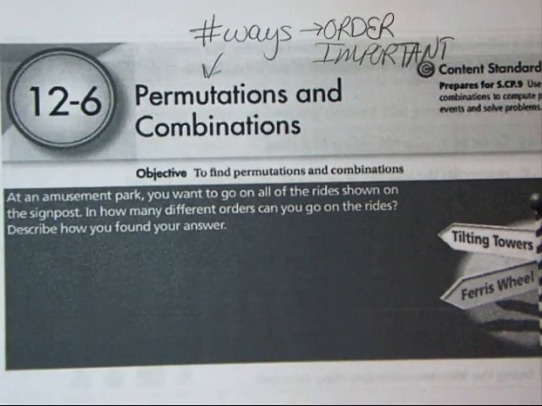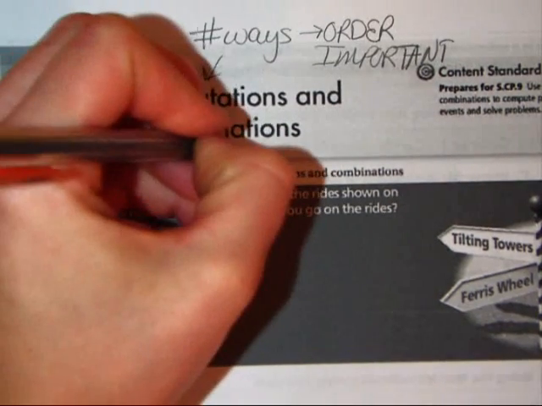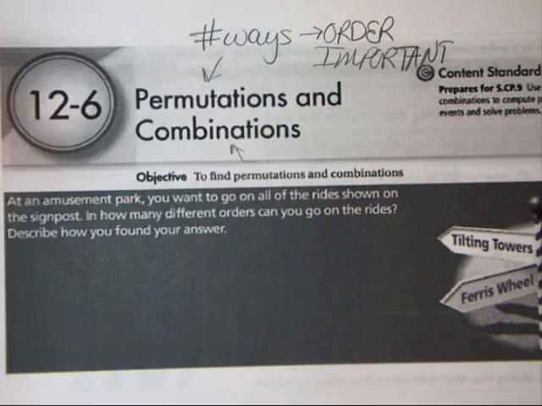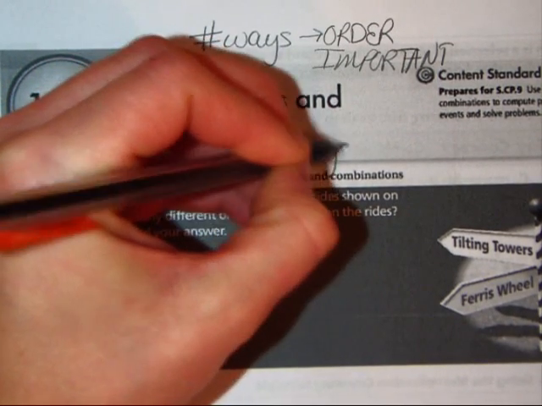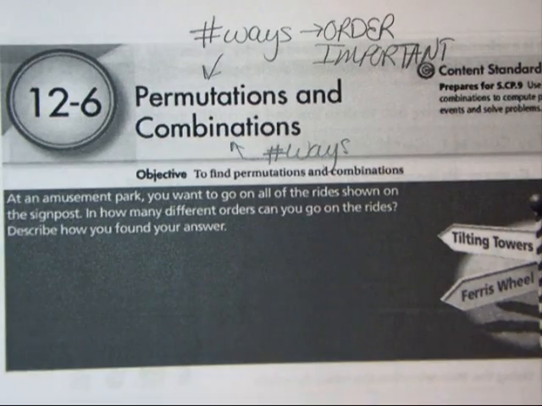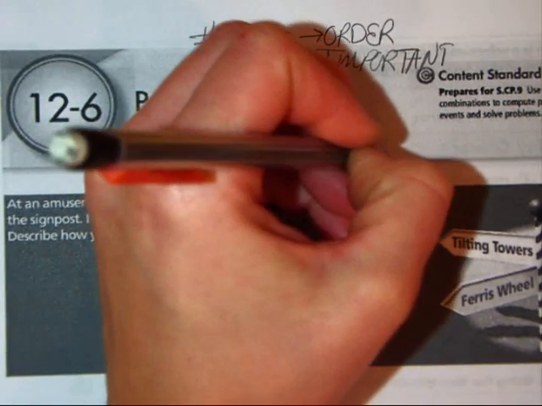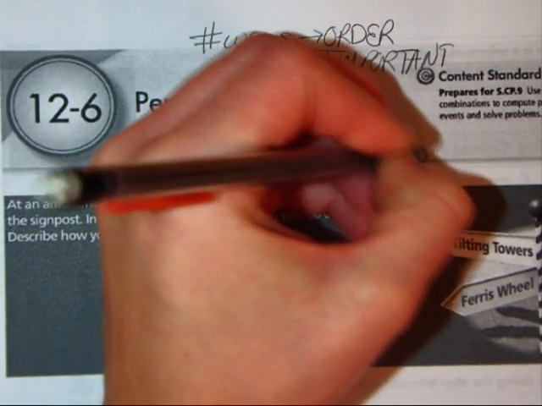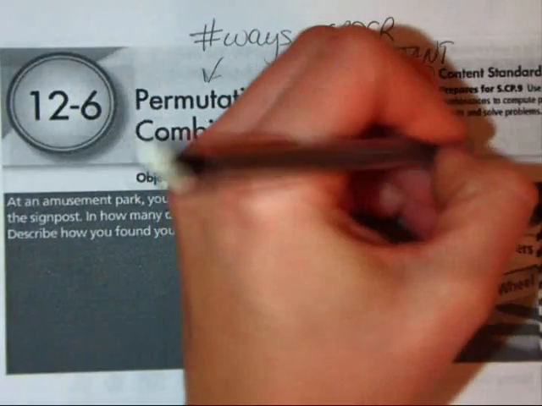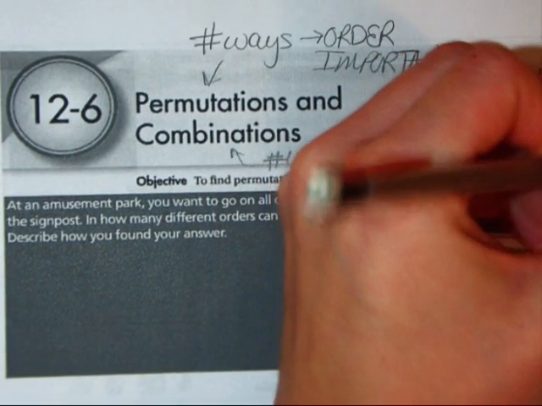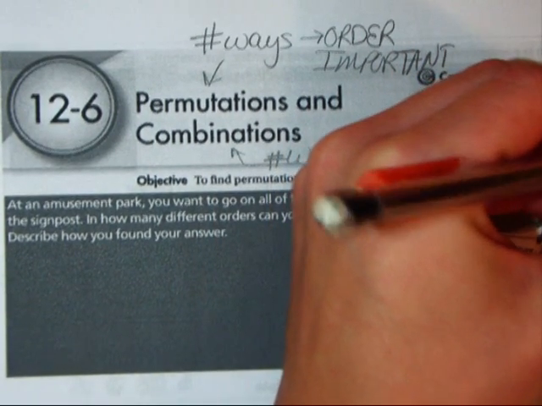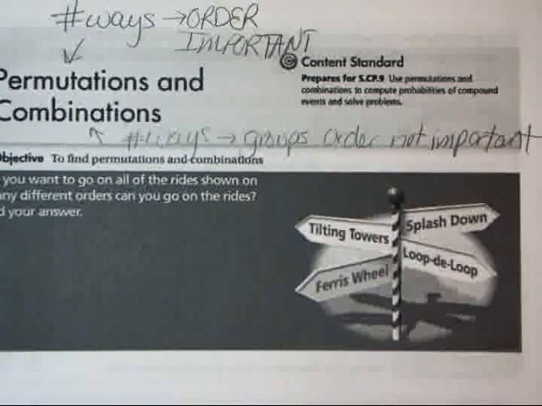Okay? Now, a combination is very similar. A combination is the number of ways something can happen, but the order is not important. It's just you're looking at groups instead. So we can write order, not important. Now you might say, what in the world? How are those even different one from another?